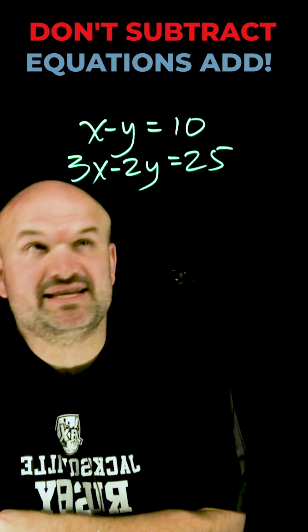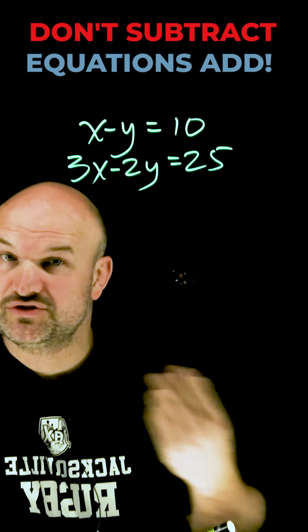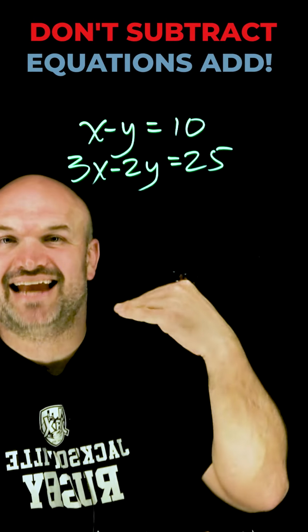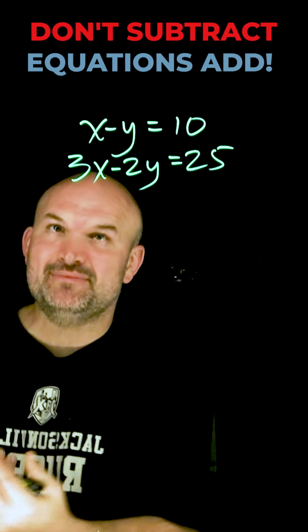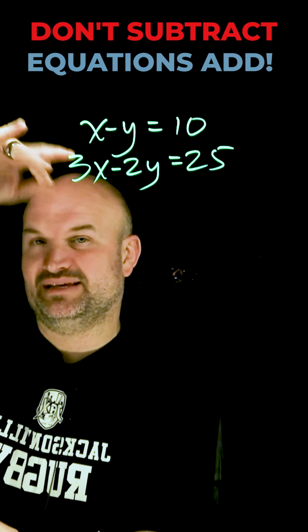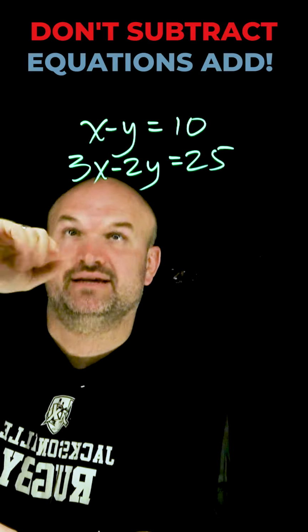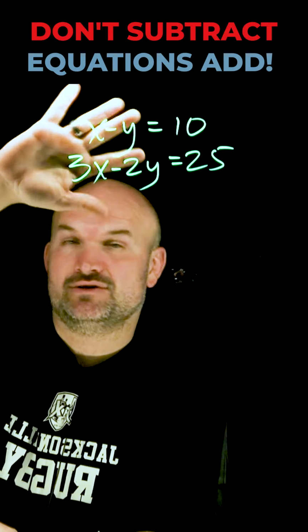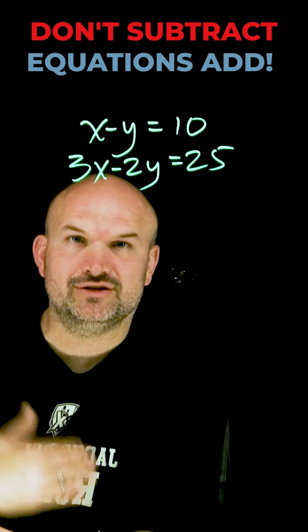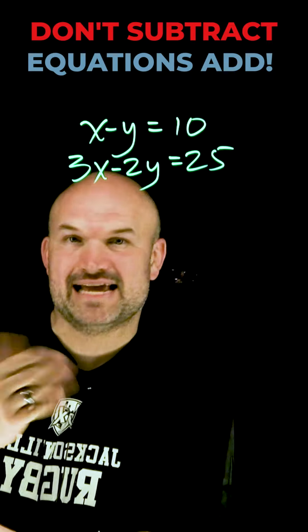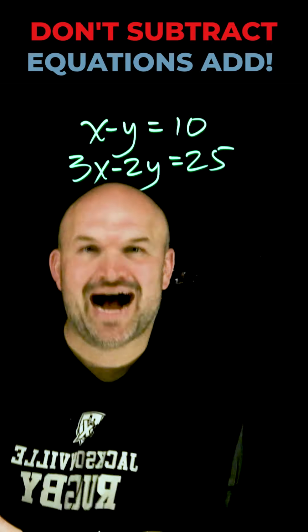If you want to avoid making mistakes when using the elimination process to solve a system of equations, then add, don't subtract. What I mean by that is we need to get the coefficient to be the same for whatever variable we're trying to eliminate, either x or y. However, if you're going to do subtraction, you want that coefficient to be exactly the same, both positive or both negative. I don't like to do that.